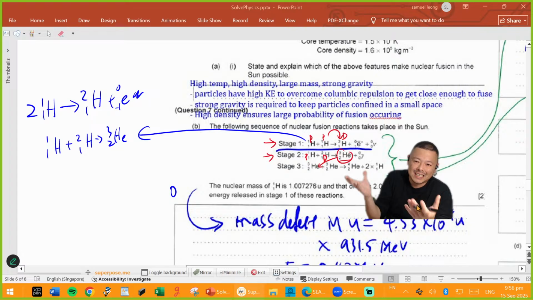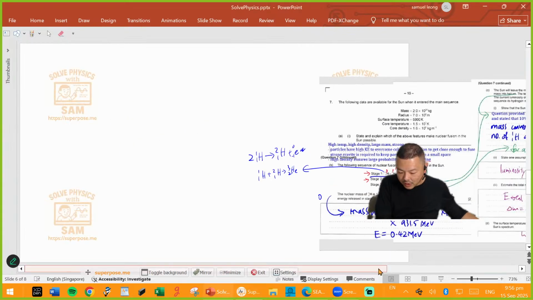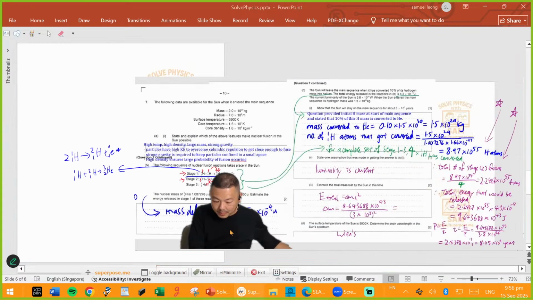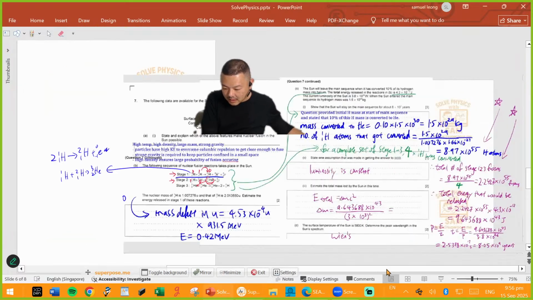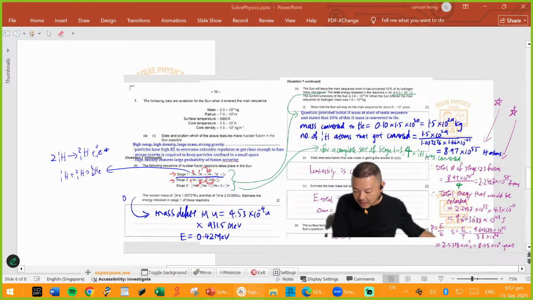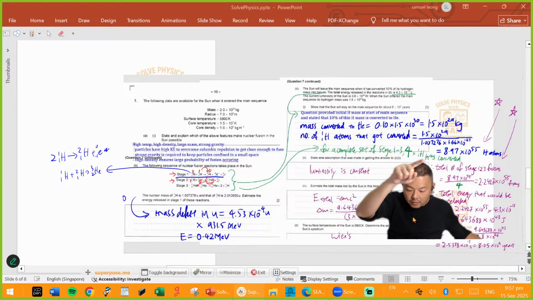You're just counting the number of protons. Yeah, it's very silly. Fusion, they'll ask you how many hydrogens have been used. The actual question here, you don't have to care about the rest of it. It's essentially this one here: for a complete set of stage 1 to 3, 4 protons have been converted.